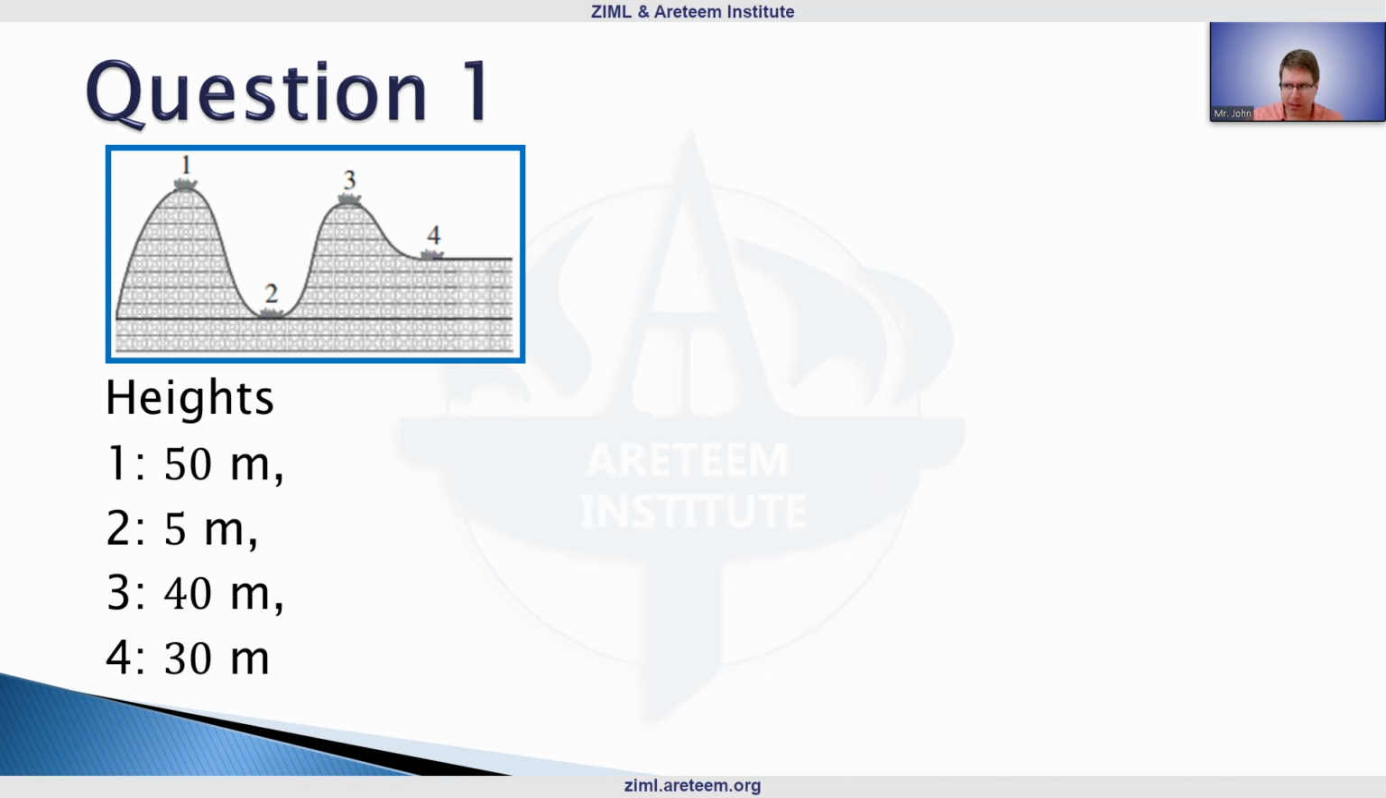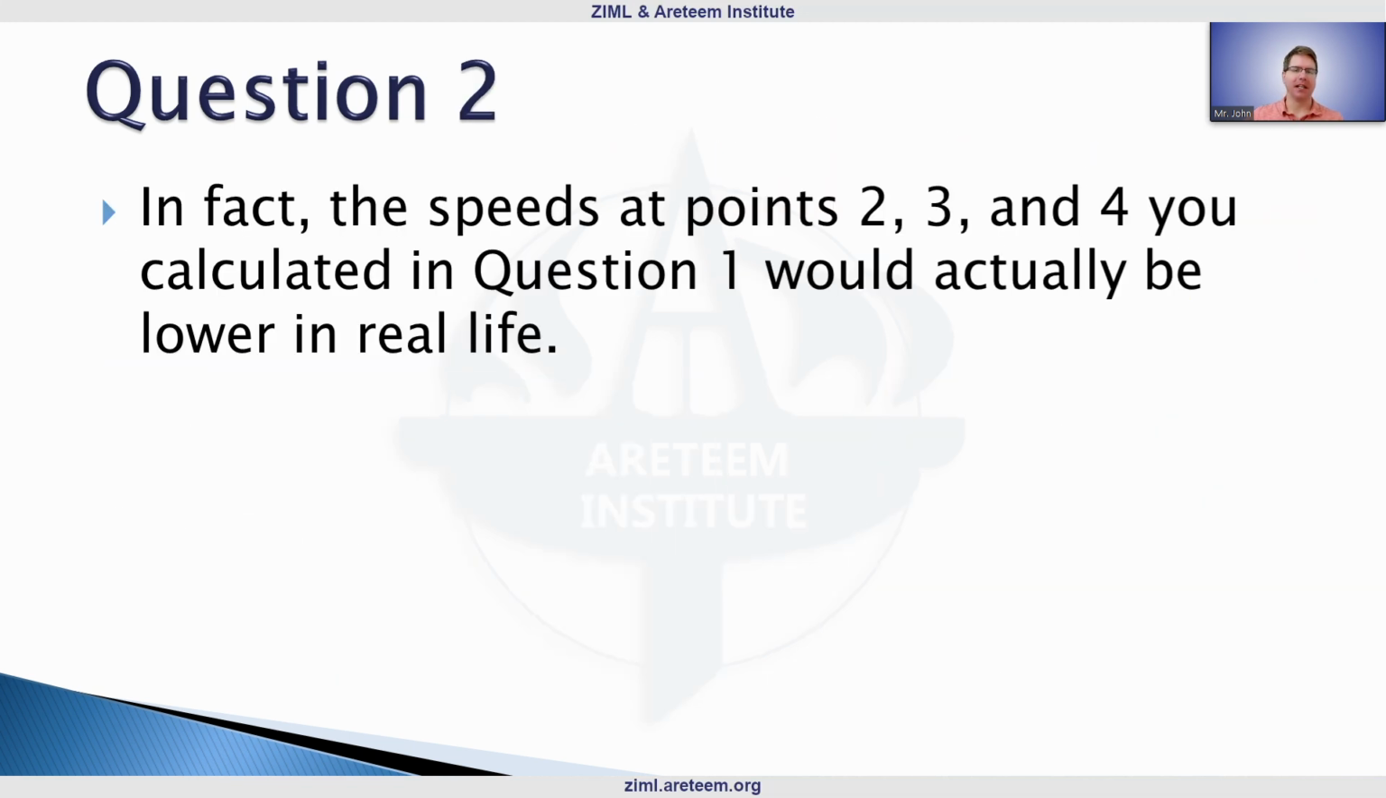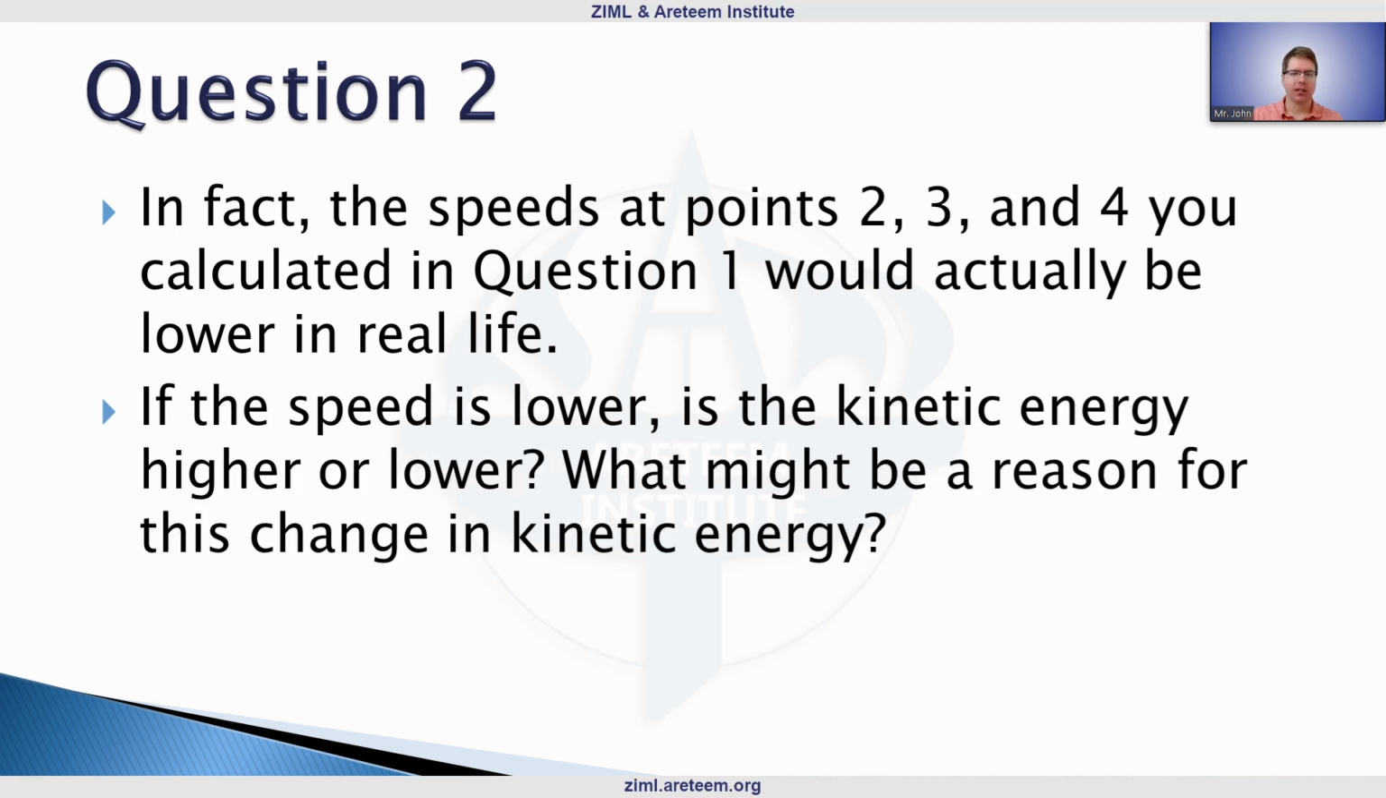Now, after saying all of this, let's look at our question there. The speeds in real life would actually be a little bit lower than what we calculated just now. So if the speed is lower, of course, now this should be pretty obvious. The kinetic energy is lower. So the kinetic energy is going to be lower in this case. So let's cross out that higher and highlight the lower here.